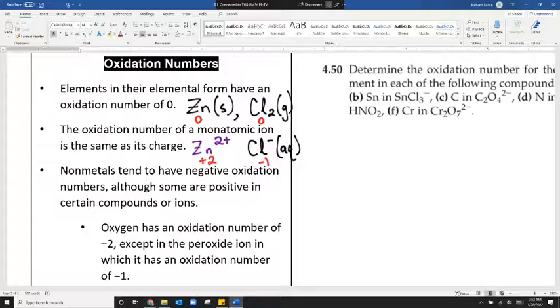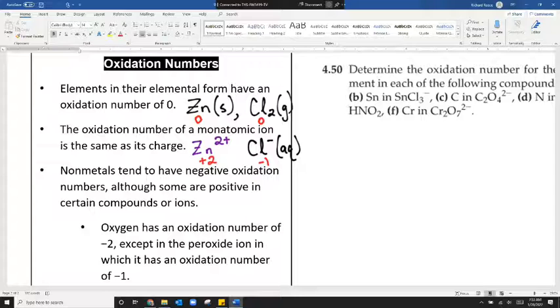All right, now we get into some more picky rules here. Nonmetals, right-hand side of the periodic table, tend to have negative oxidation numbers, although some are positive in certain compounds and ions. So this is where things change up a little bit. We're used to saying chlorine is always -1 because it's in group 17. If it's a chloride ion, we said it's -1, and that's true. But sometimes in certain compounds and in some polyatomic ions, chlorine can have an oxidation number of like +5. And that flips things around a little bit for us. So nonmetals usually have negative oxidation numbers. They're over there on the right side of the periodic table. But some can be positive in certain compounds and ions.